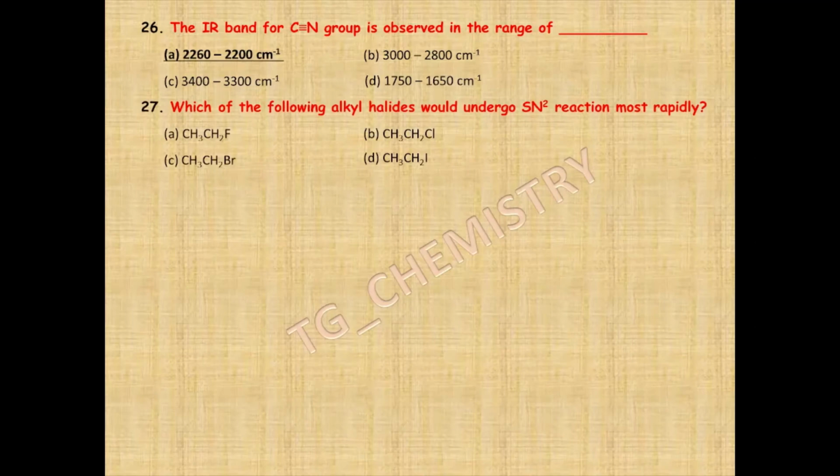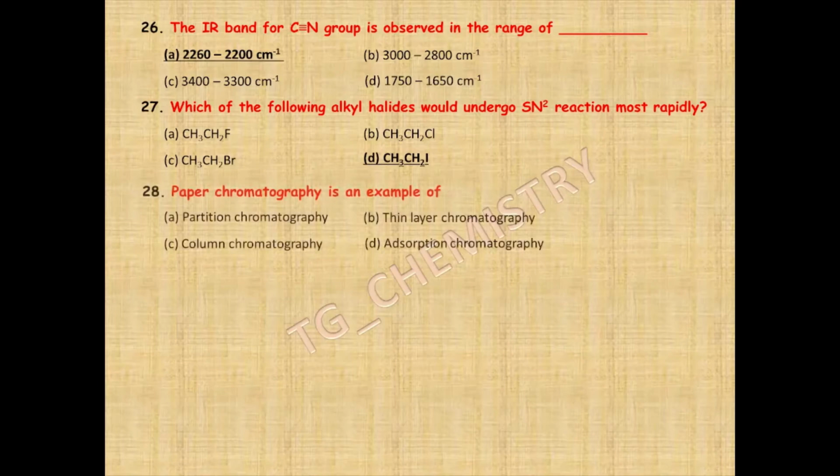Next is, which of the following alkyl halides would undergo SN2 reaction most rapidly? Now you see all the four options are alkyl halides, and all are ethyl halides in fact. So the determining factor in SN2 reactions should be how easily the leaving group departs. So in that sense, the C-I bond should be the weakest one, and the I- will depart easily. That's why the answer should be option D, ethyl iodide will be more reactive.